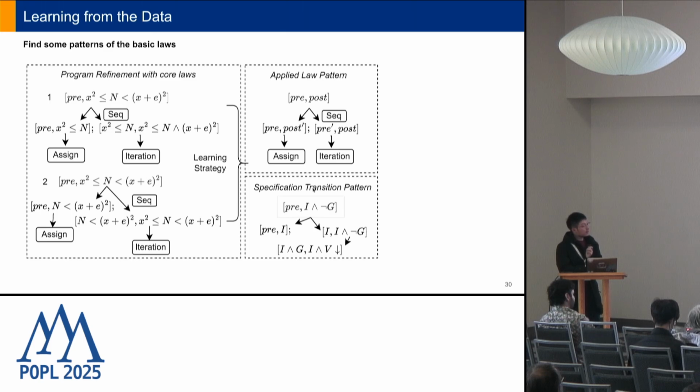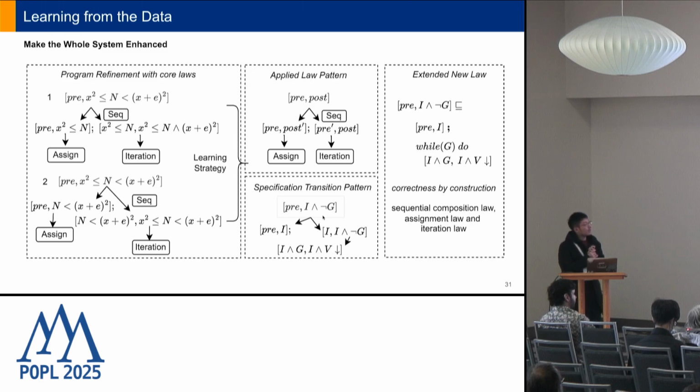The specifications also follow similar patterns. So we can gather them and build a new law. Maybe we can call it the initialize-iteration law, which first satisfies the invariant, and then builds the while loop to achieve the postcondition. The correctness of this new law can be established by construction, which means we build upon the basic laws like the sequential composition law, the assign law, and the iteration law.